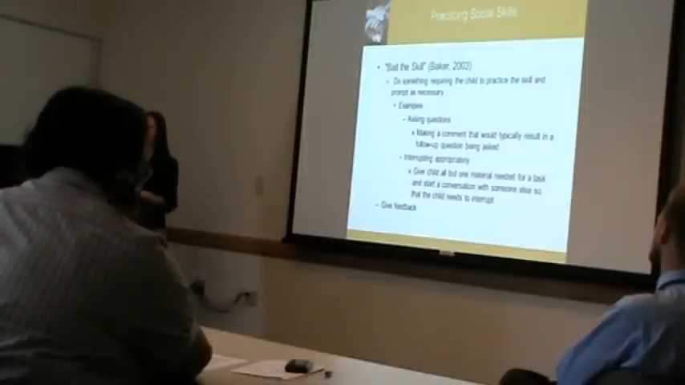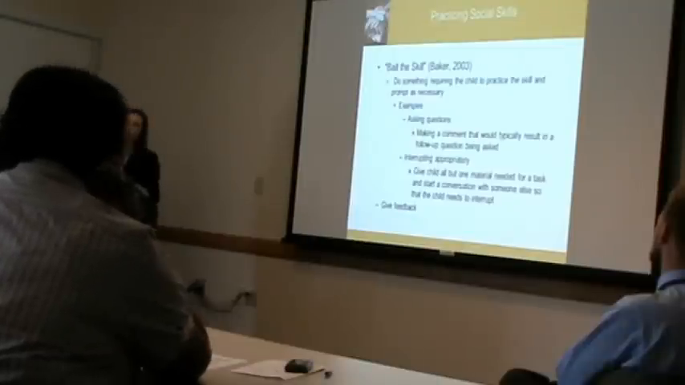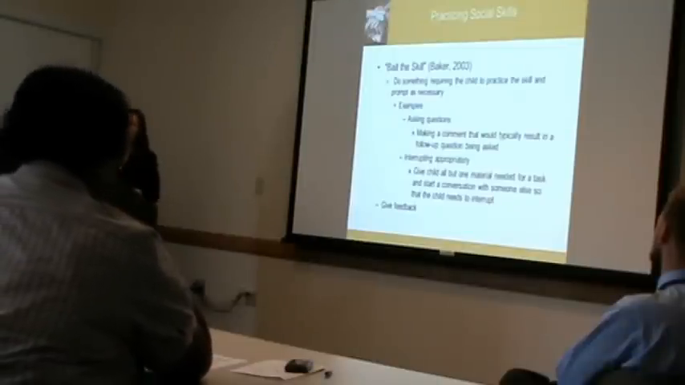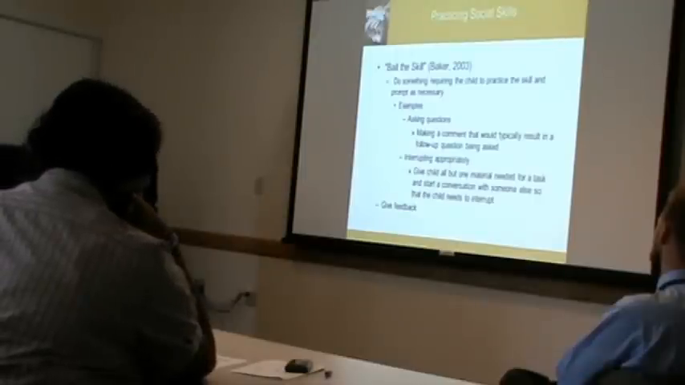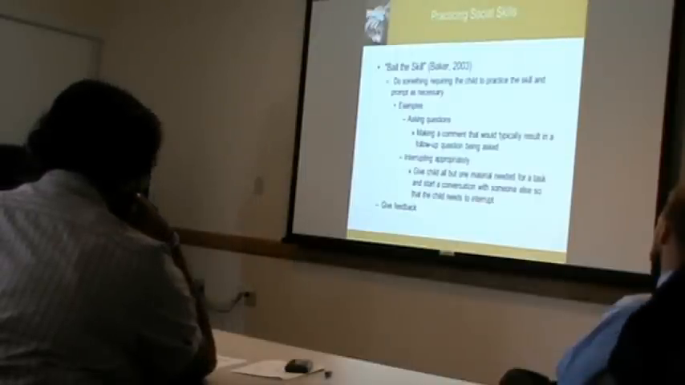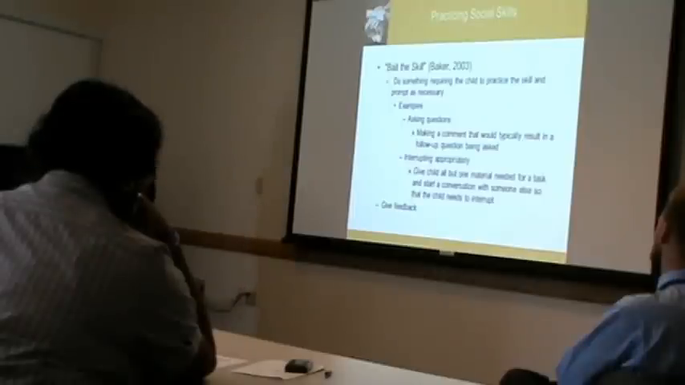Another example is teaching children how to interrupt appropriately. So what you can do is give a child all of the materials that they need to do a task, except for one. So let's say they're sitting down to do homework. You'll give them everything except for their pencil. Then you could start a conversation with somebody else, and they have to interrupt in order to get the pencil that you're holding.